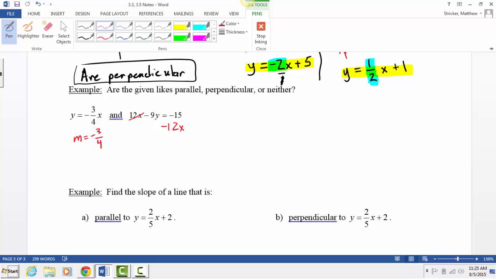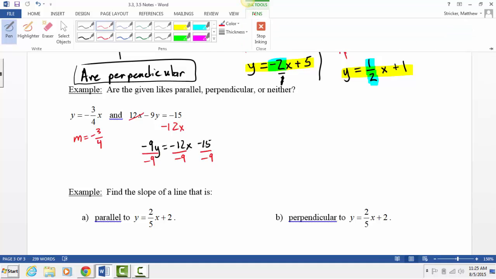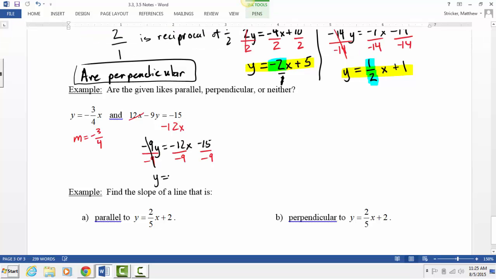Okay, when you do that, you get -9y equals -12x minus 15. We divide by -9. When you do that, you get y equals, negative divided by negative is a positive, and 3 goes into 12 4 times, 3 goes into 9 3 times, so we have 4/3. And then negative divided by negative is a positive. Again, 3 goes into 15 5 times, and it goes into 9 3 times. So we get y equals 4/3 x plus 5/3.